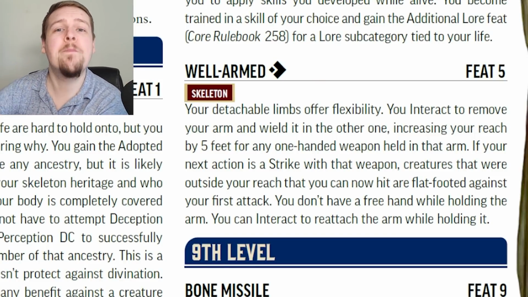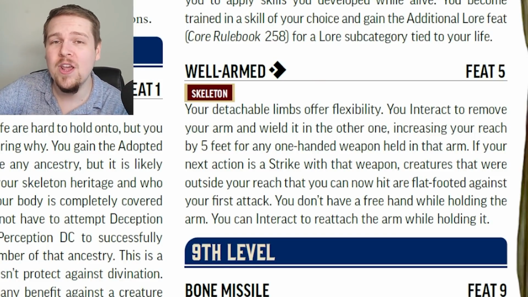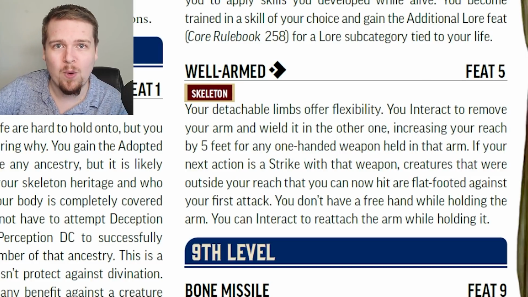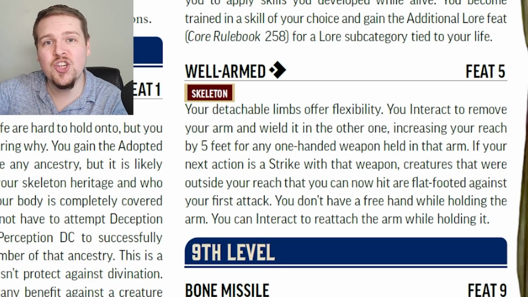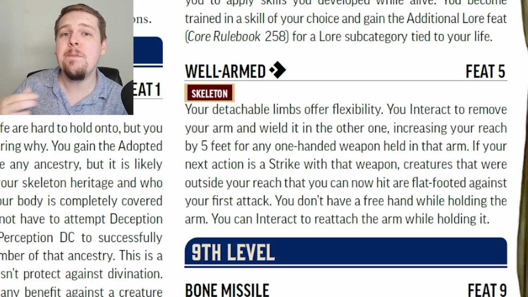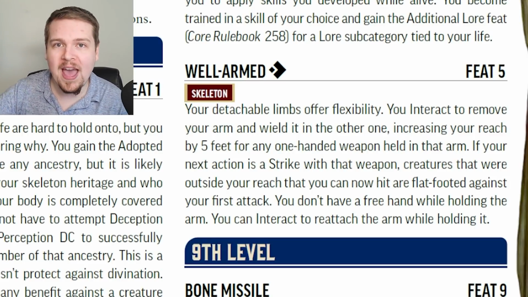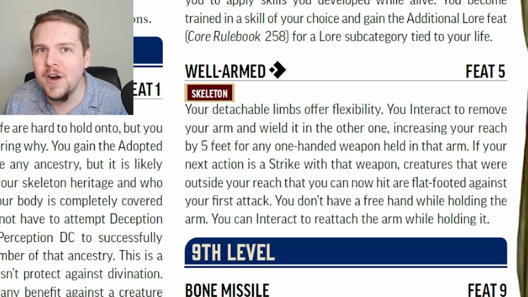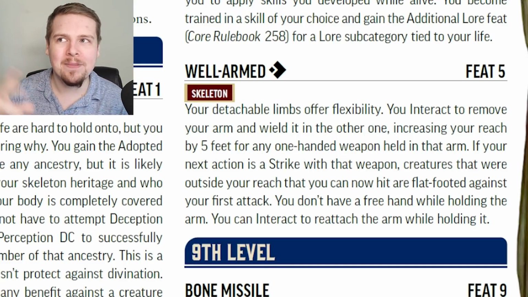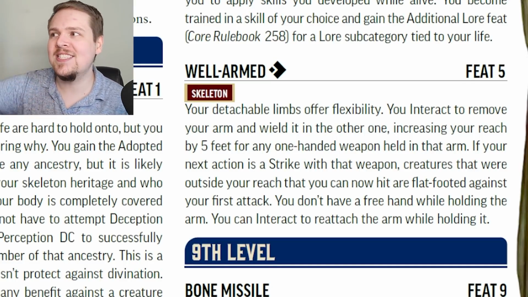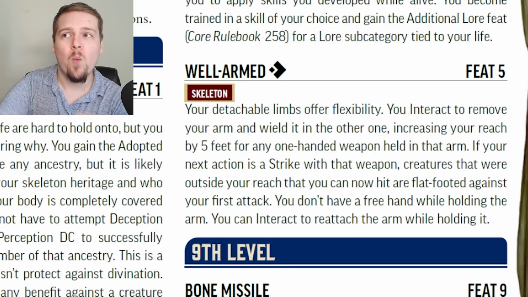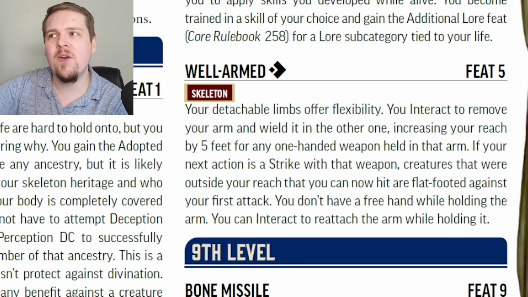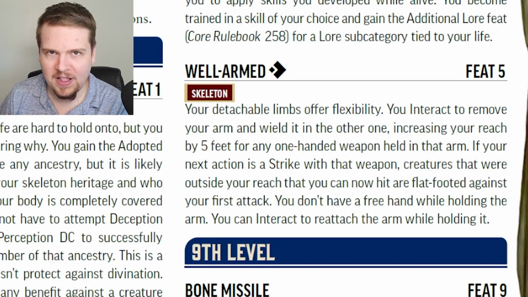For one action, you rip your arm off, and if you have a one-handed weapon, you get 5 foot extra reach with that weapon. If your next action is to strike, the target at max reach is flat-footed. Now, you can keep attacking with reach with that arm, but the flat-footed only applies the first time because it's catching them off guard. Once they can see you're attacking at reach, the flat-footed goes away. So one action detach, one action attack, they're flat-footed, and then one action attack again, they're not flat-footed. Okay, we got there. Welcome to my brain.